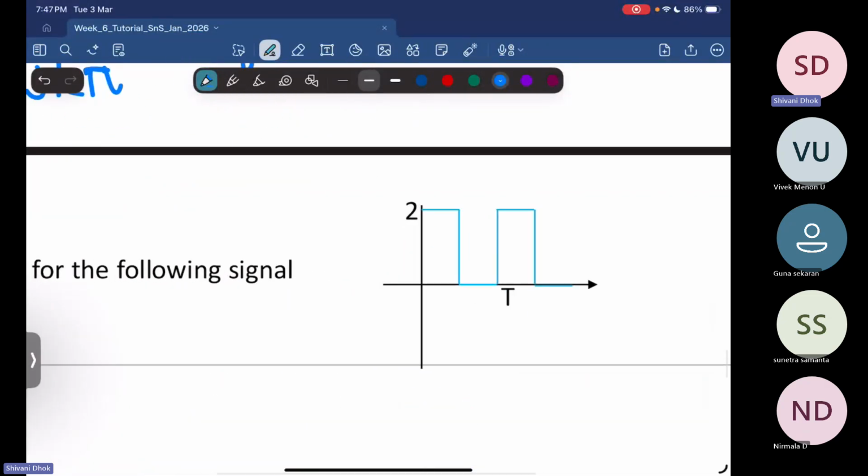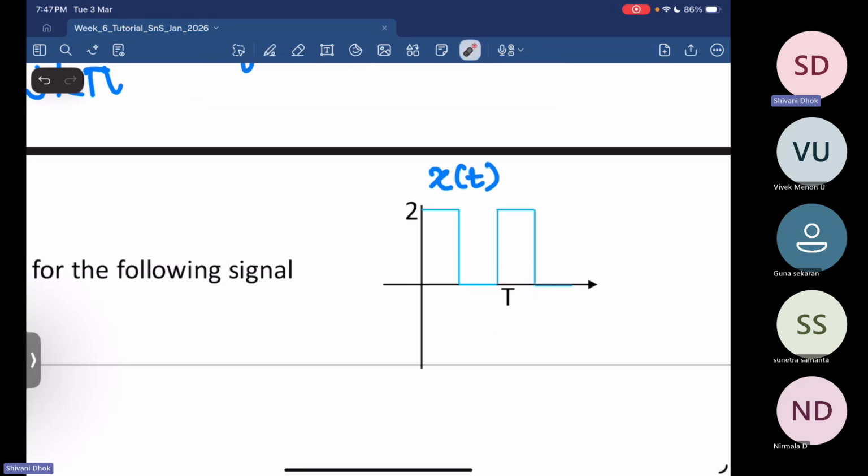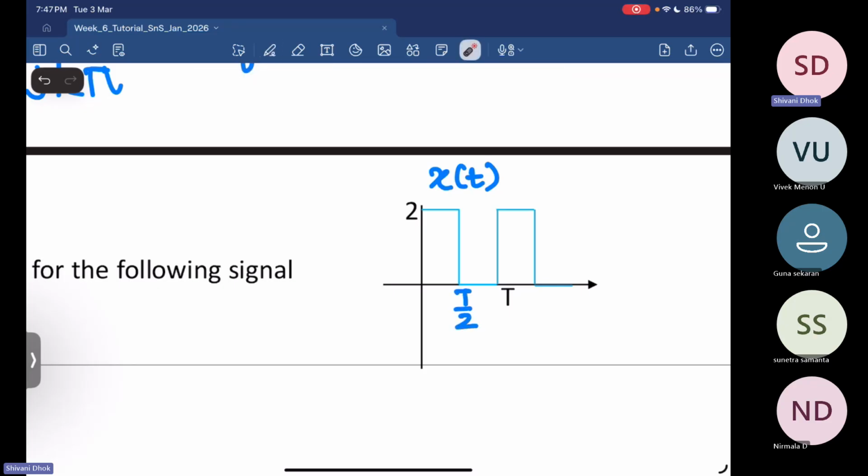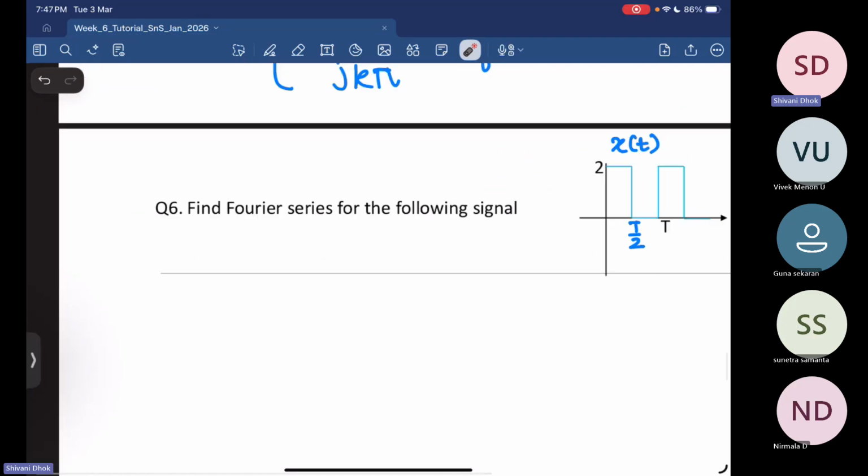Okay. So again, we want to find the Fourier series coefficients for this particular signal. Let's say this is your x of t, and your fundamental period is capital T, and your x of t is equal to 2 for 0 to T by 2, and it is equal to 0 for T by 2 to capital T.